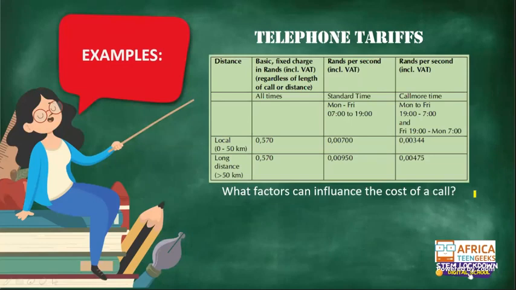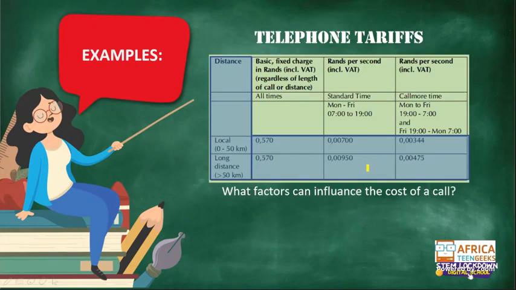Now here's a very basic one. You can see we have distance. Anything further than 50 kilometers from where you call is seen as long distance. Then you can see that there will be a difference in the call rate. Rands per second will be 0.00700, or if it's a long distance, 0.0095. These are very small fractions we're dealing with, so we have to be very careful to write them down exactly.